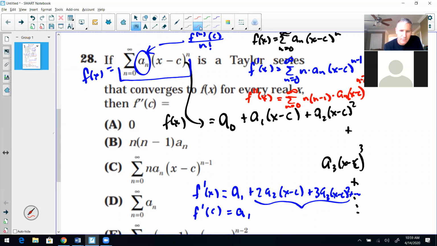But then n actually would start at 1 here, and n would have to start at 2 there. So that we would have a power series. Otherwise, you'd have a negative power. So that'd be 2 times 1 times a sub 2 times x minus c to the 0th power.